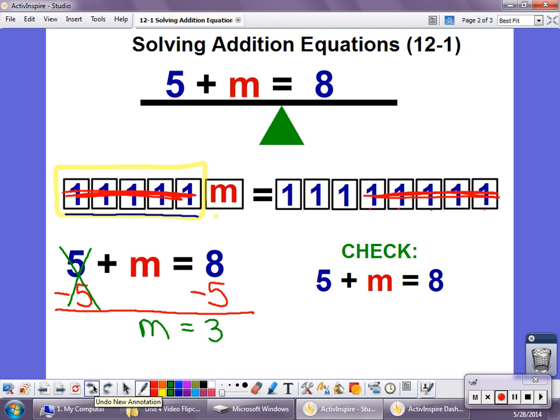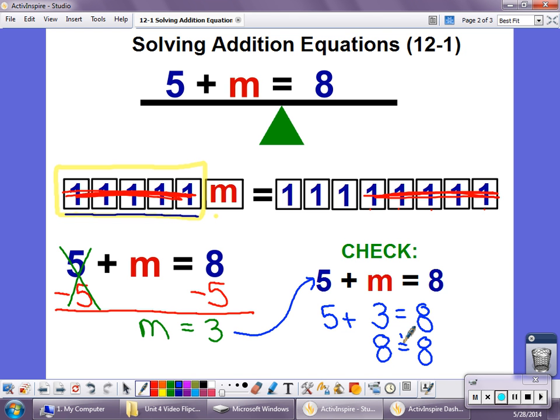Now it's really important when you solve equations that you check your work. And what you do to check your work is you start off with your original equation, and then you're going to substitute your value for m into your equation, and you're just going to double check that it works. 5 plus 3 is 8, which is what we wanted it to be. So we say that checks.